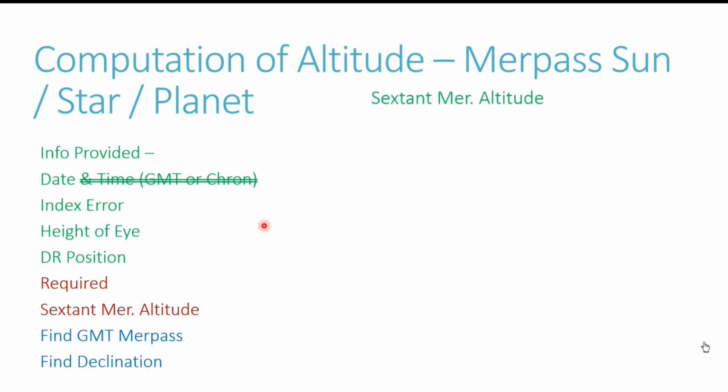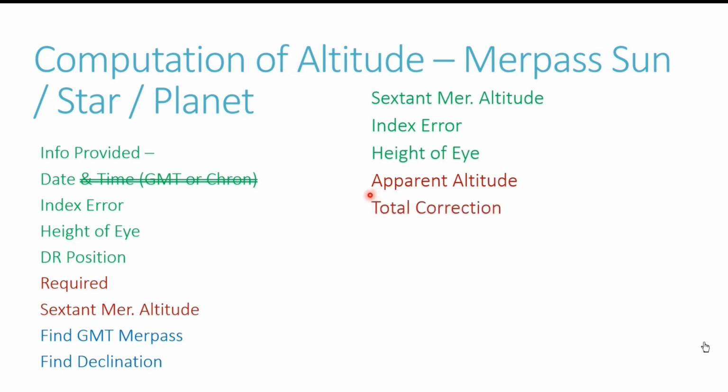Now let us see what we did in a meridian passage question. In a meridian passage question, we were given the sextant meridian altitude. This was provided to us in the questions. We applied the index error and the dip correction using the height of eye, and we obtained the apparent altitude of the body. Now to this apparent altitude, we applied the total correction picked up from the nautical almanac, and we obtained the true altitude of the body.